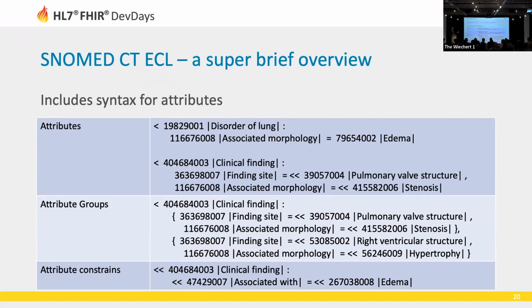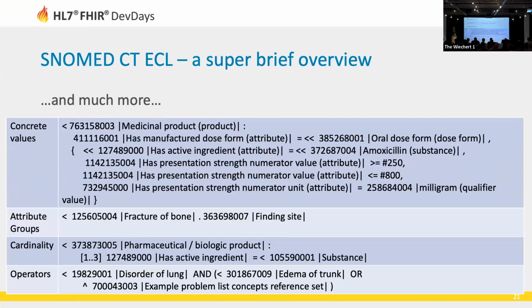So you can say, I want to know about things that are a disorder of lung that have an associated morphology of edema. And you can also start to associate it, if you look down at this attribute groups one, that this is looking for a clinical finding that has stenosis in the pulmonary valve structure and hypertrophy in the right ventricular structure. So you can group those different morphologies with the different sites and so forth. And there's a lot more syntax than this.